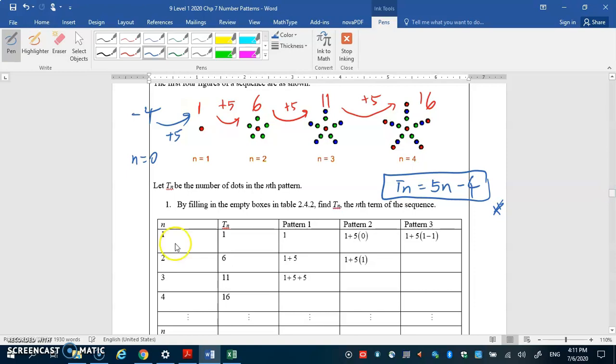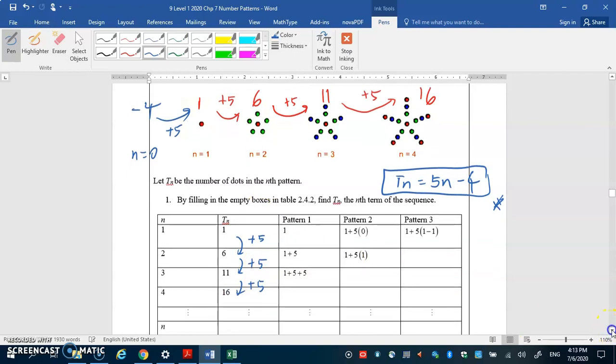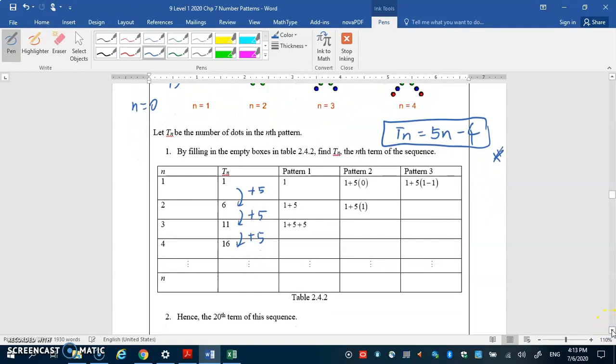So when n is 1, the term is 1. When n is 2, the term is 6. When n is 3, the term is 11. When n is 4, the term is 16. So over here, it's a simple plus 5, plus 5, plus 5. So basically pattern 1 is telling you that every term is formed by plus 5, plus 5, plus 5, plus 5, and so on. Okay, so how many plus 5s do you have?